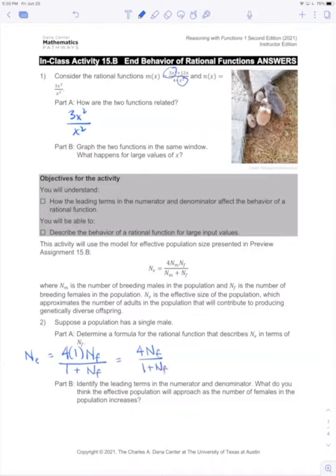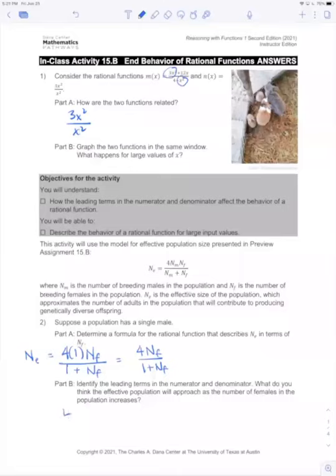Part B, identify the leading terms in the numerator and denominator. What do you think the effective population will approach as the number of females in the population increases? Well, if I identify the leading terms in the numerator and denominator, and we find out what the population increases to, if we think about this, we have 4 n sub f, and then we have n sub f here. These are the leading terms. Those can cancel, and we're left with 4. So it looks like the effective population will approach 4.